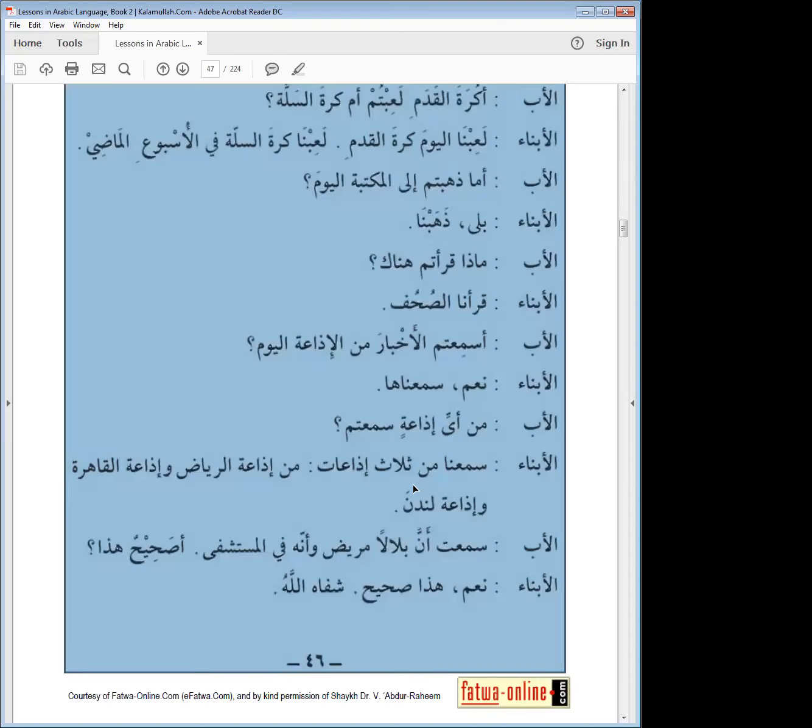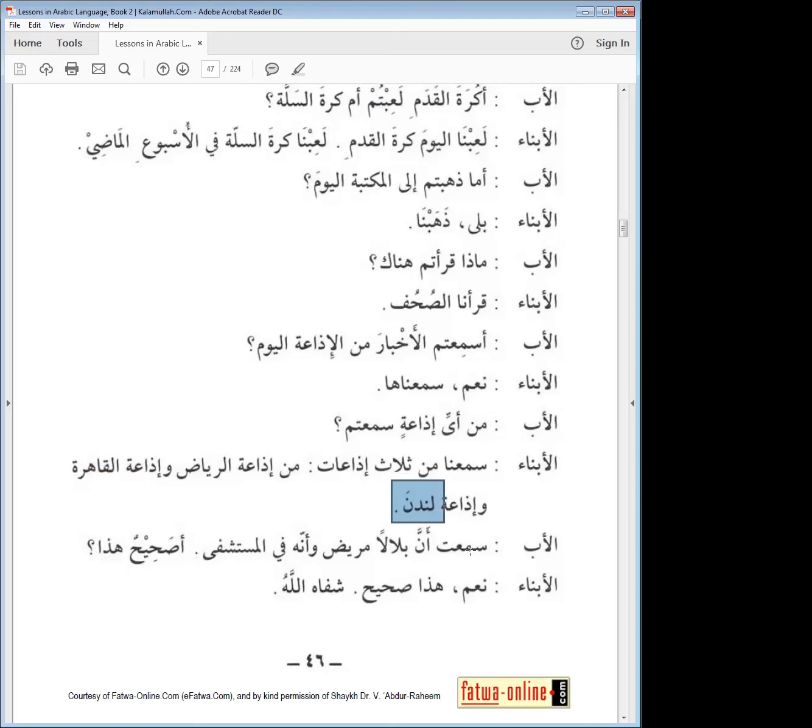However, the last one, Londana, is not an originally Arabic word, right? It's an English word, which they transliterate into Arabic. Therefore, it is one of the categories of words that are what we call mamnu' min as-sarf. These words do not take any kasra. So even though this word is in the genitive form, it takes a fatha. We would have covered that rule towards the end of book one. So inshallah, if you can remember that, when we recap book one, we will go over that rule again, inshallah, ta'ala.